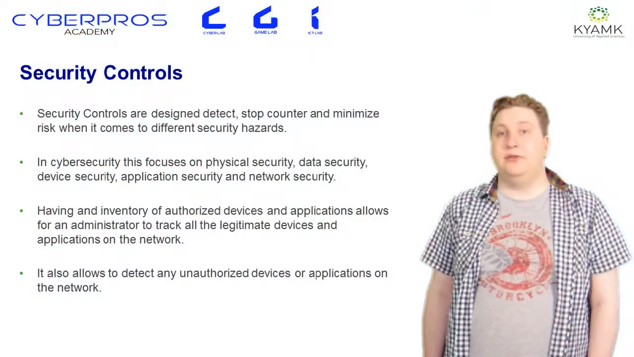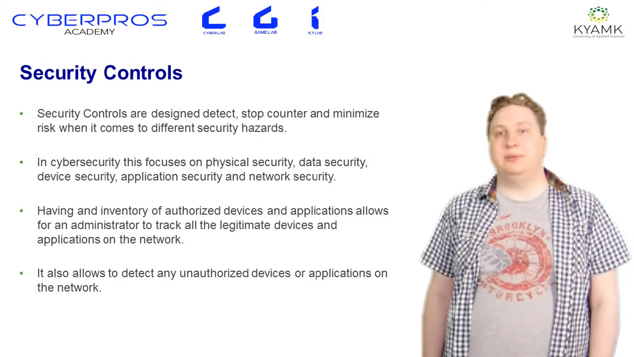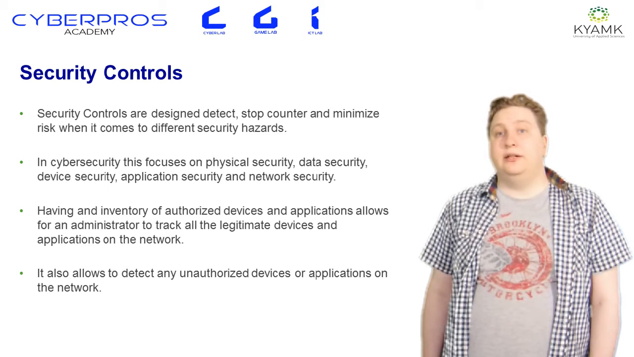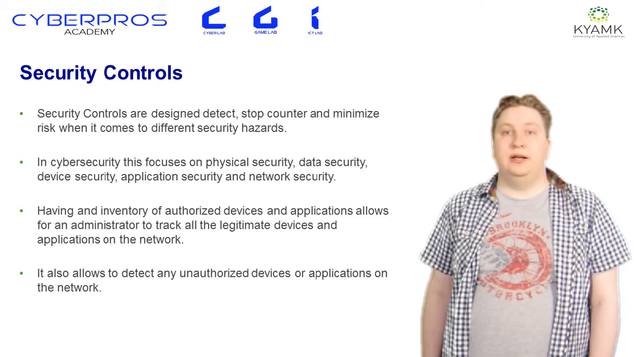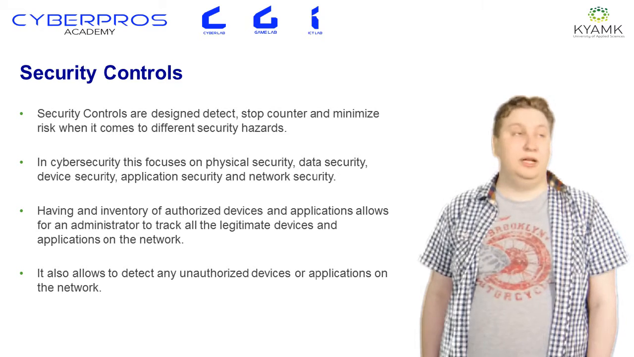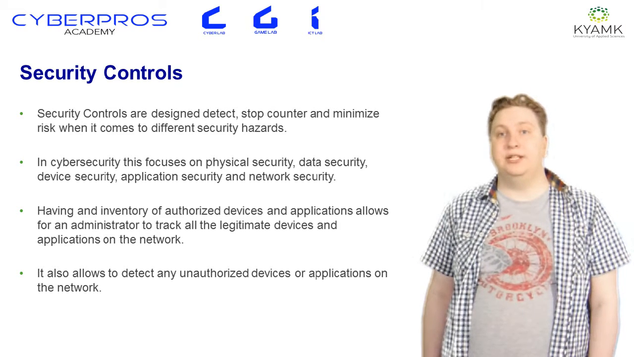This chapter is about security controls. Security controls are various controls put in place to minimize risks from occurring. In the cybersecurity field, this would be data security, device security, application security, network security, physical security, and so on.